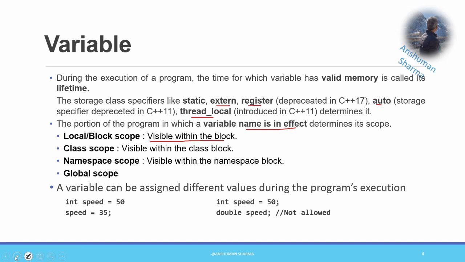Next is global scope. That is, it is declared outside the class, and as we have shown in the global variable declaration, this scope extends throughout to the end of the file. So this depends upon the scope.